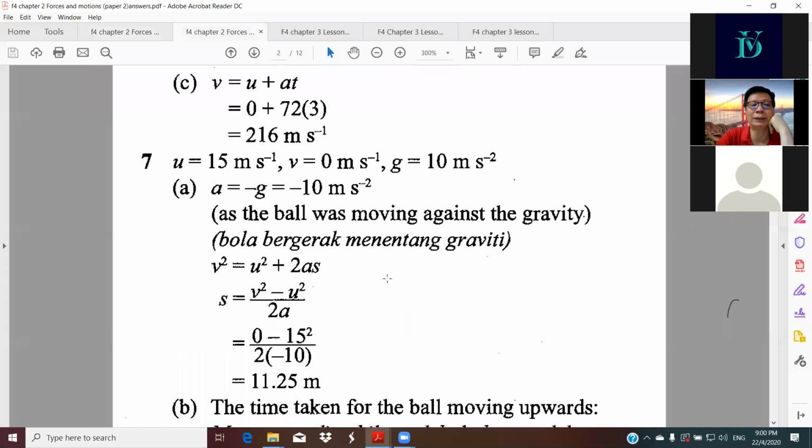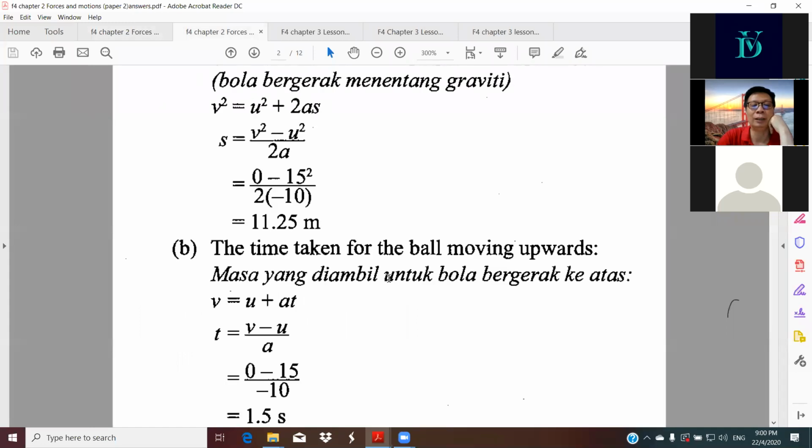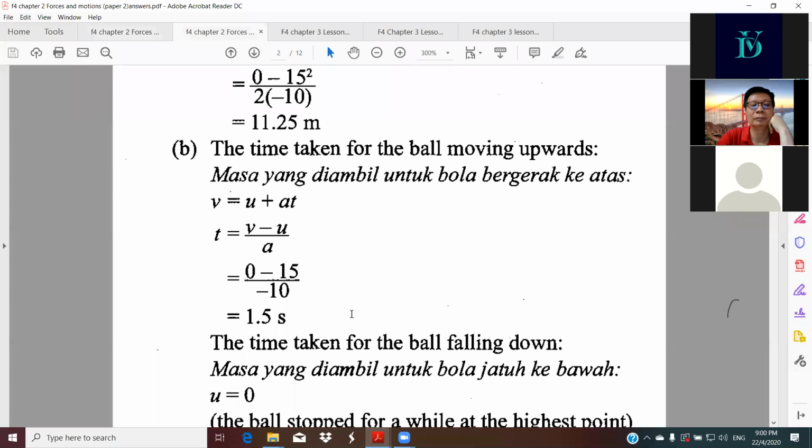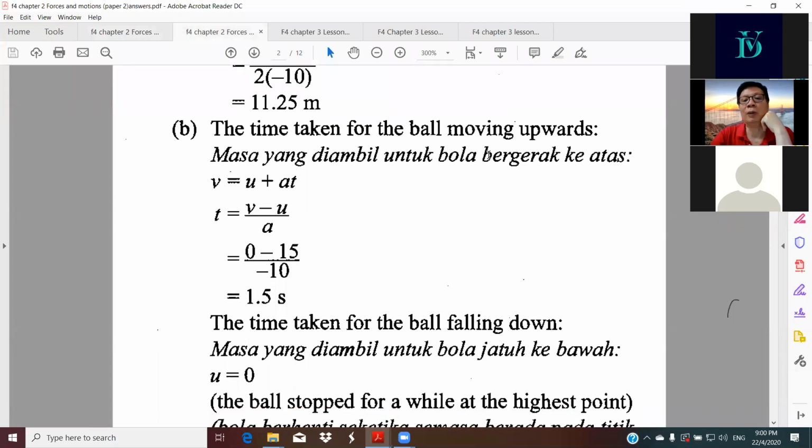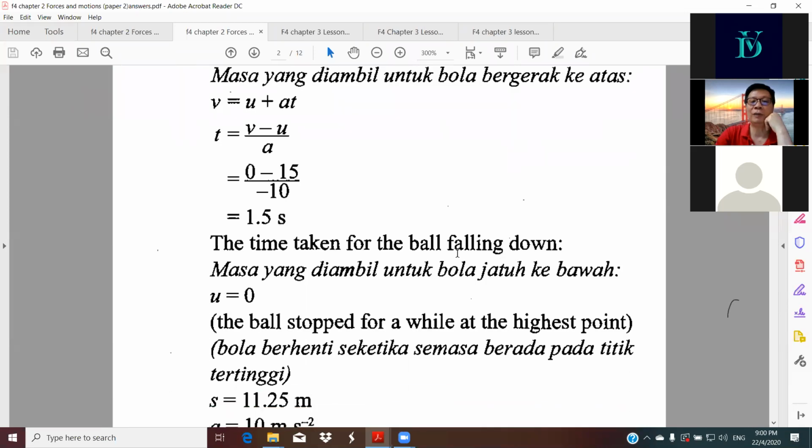The solution is the time taken for the ball to move up. So you take this formula. v is 0, u is 15, a is against gravity, so negative 10. So going up is 1.5. Coming down is also the same. Remember, going up is 1.5 and coming down is also the same, 1.5. Time taken for the ball falling down.